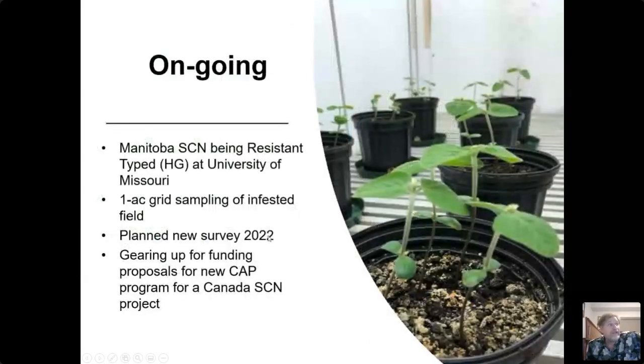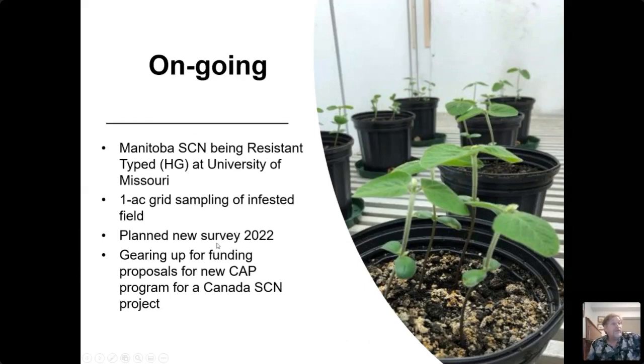So ongoing, we've sent populations of our nematode down to the University of Missouri, and Caitlin is determining, I want to say, the resistant type of the nematode. Okay, and now we're going to sample 1 acre grids of that whole entire field to see if there are other patches or other locations in that field with SCN, to see how it spreads in that field, or if it's still isolated to that patch or not. It really tells us something about implications for management for farmers.